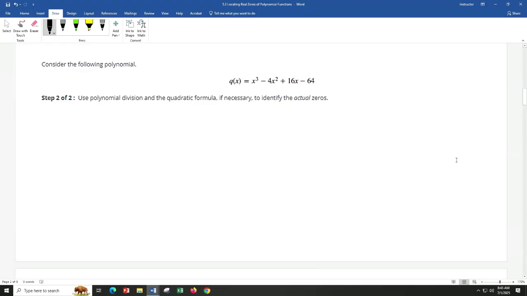Notice on this one, I'm going to tell you right now that 4 is a 0. How do I know? How do I know 4 is a 0? What do I have to do when I'm checking numbers? Equals 0. Exactly. I plug it back in, right? That's your check.